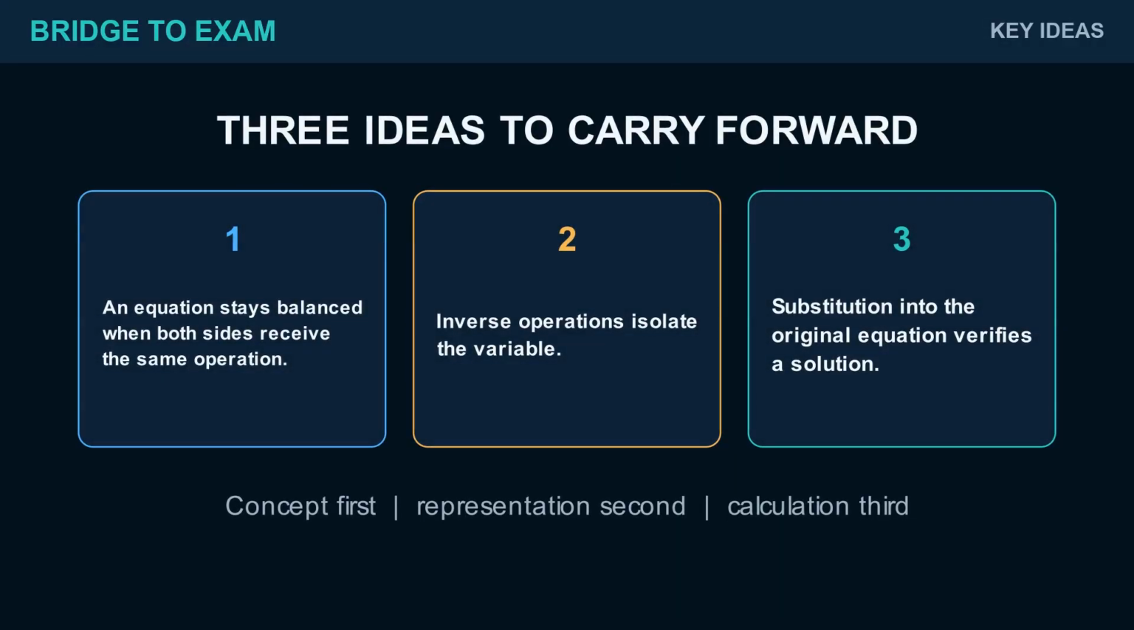First, an equation stays balanced when both sides receive the same operation. Inverse operations isolate the variable. Substitution into the original equation verifies a solution.